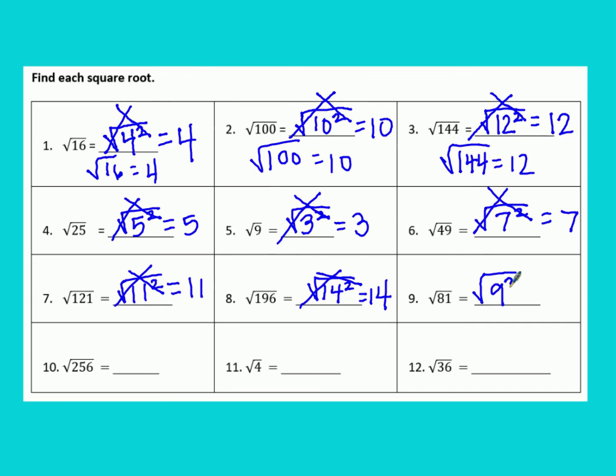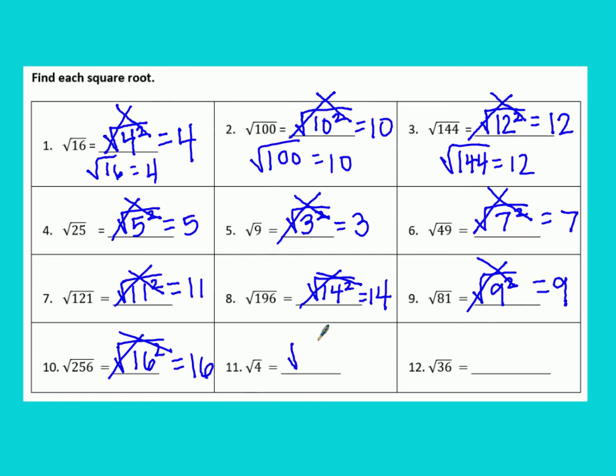Square root of 81. 9 squared equals 81, so we can rewrite it. Square root and the square are opposite operations, and they are canceling each other out, so we're left with 9. In the bottom row, 256 is the same as 16 squared, so we can rewrite this. The radical and the square cancel each other out, and we're left with 16 as the square root of 256.